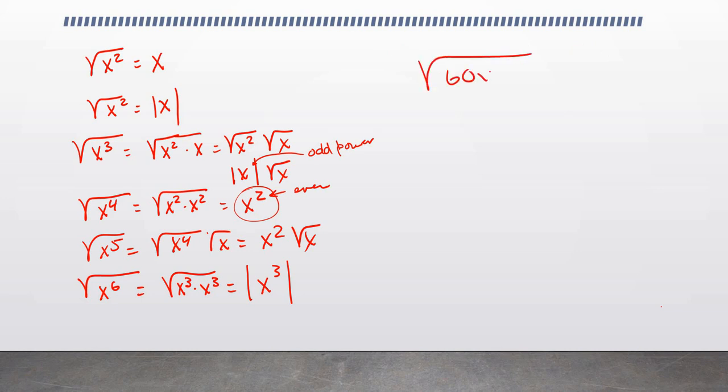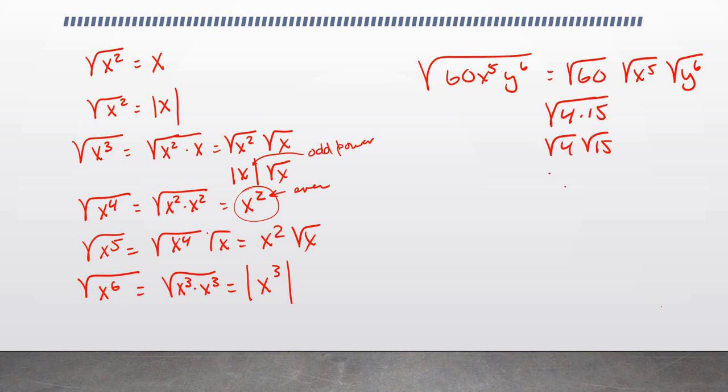Okay, the square root of 60x to the 5th, y to the 6th. First of all, we need to deal with the 60. Square root of x to the 5th, square root of y to the 6th. 60 is 4 times 15, which is 2 root 15. X to the 5th is x to the 4th times root x. And this is the square root of y to the 6th still.